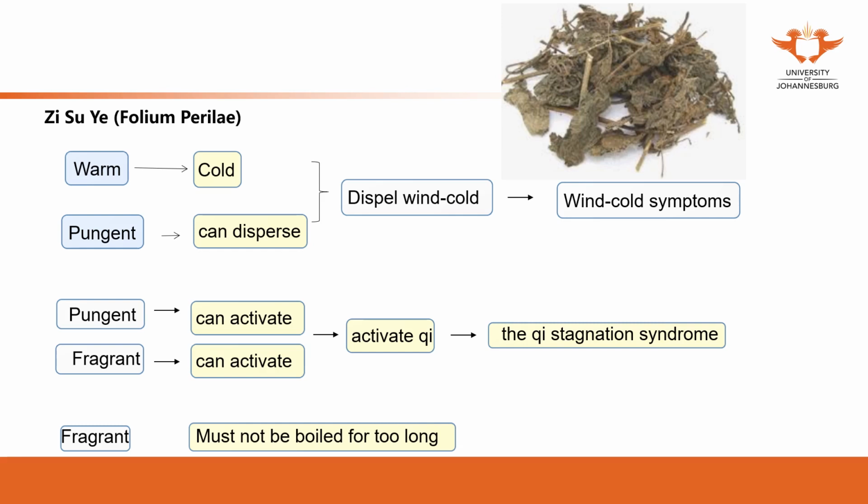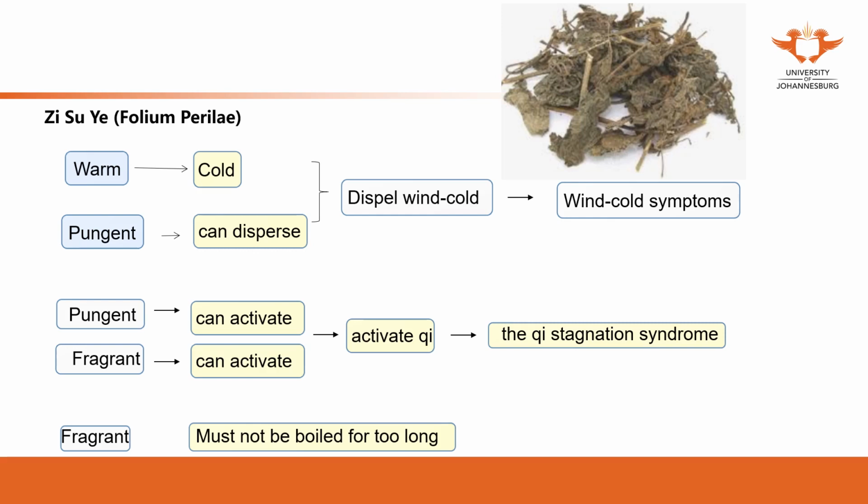Because it is pungent and fragrant. Pungent can activate, fragrant also can activate. So pungent and fragrant can activate the qi. It can be used in qi stagnation syndrome. What kinds of qi stagnation syndromes? For example, qi stagnation in the upper jiao. The upper jiao mostly refers to the lung. The patient may present with chest tightness, oppressive chest, coughing with phlegm.